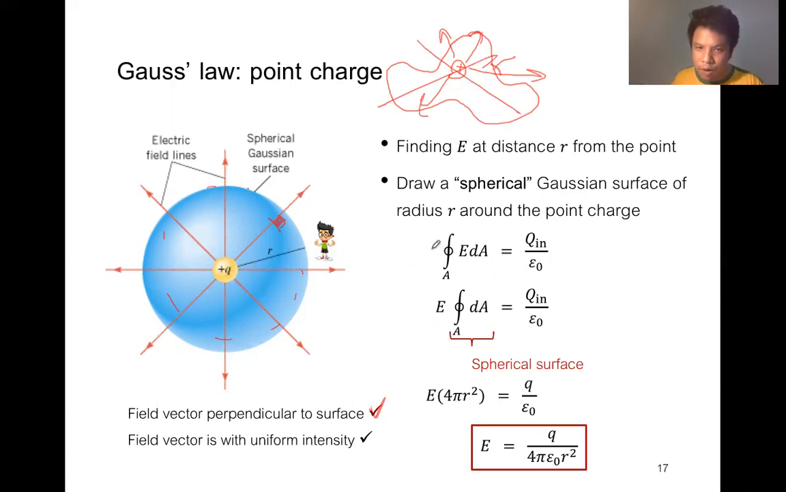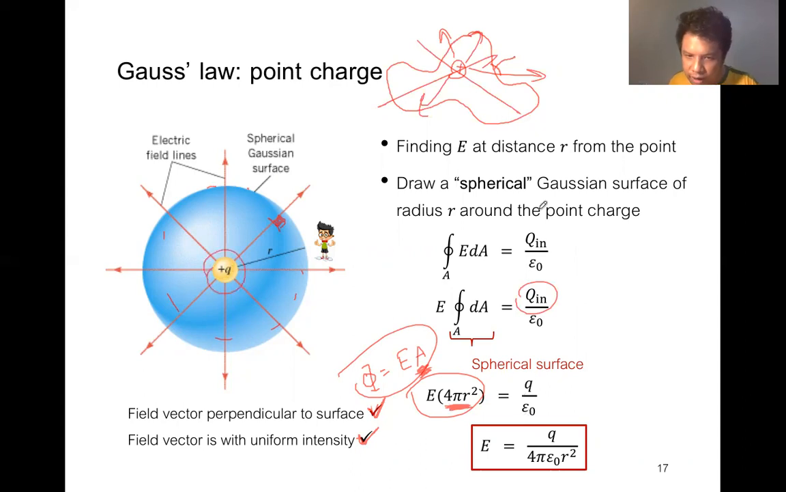So that's on the left-hand side. It would be simply phi equals EA. If these two conditions are true, phi will be equal to EA. And that A, the area of the spherical surface, is 4 pi r squared. And then the Q in is just plus Q.